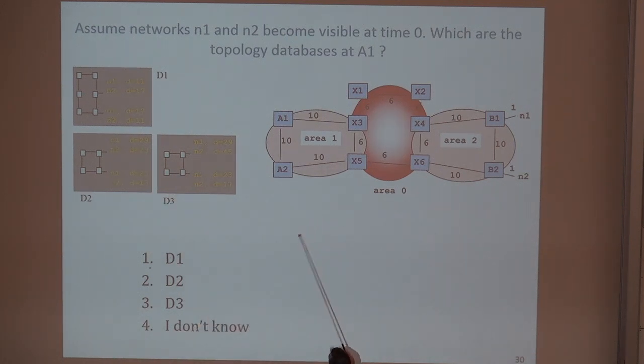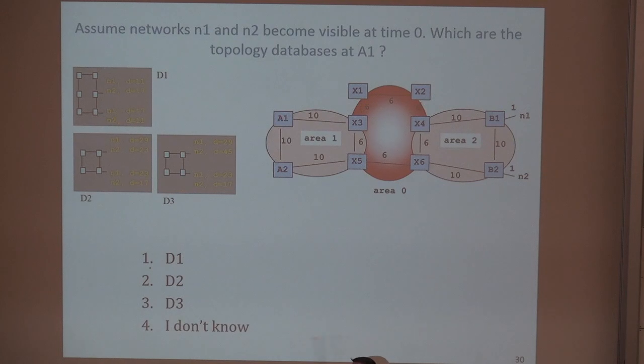So what is D1? D1, I guess, is this one. So this is showing which are the top. Oh, okay, no, should not. Okay, A1. Sorry, we are at A1, router A1.